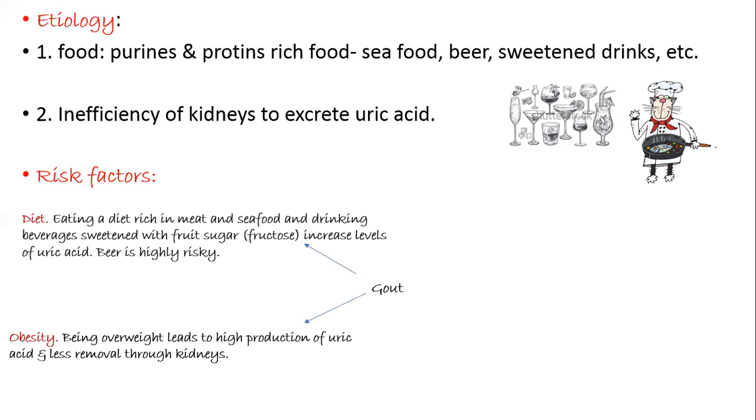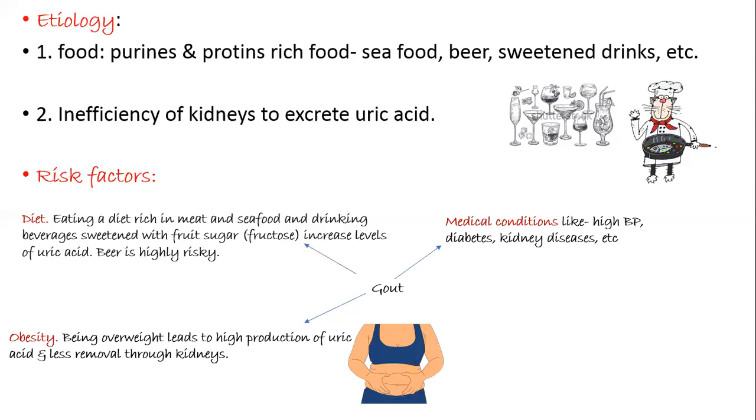Next risk factor is obesity. Being overweight leads to high production of uric acid and less removal of uric acid from the kidneys. So ultimately, it is going to accumulate uric acid in the body. The third reason is medical condition.